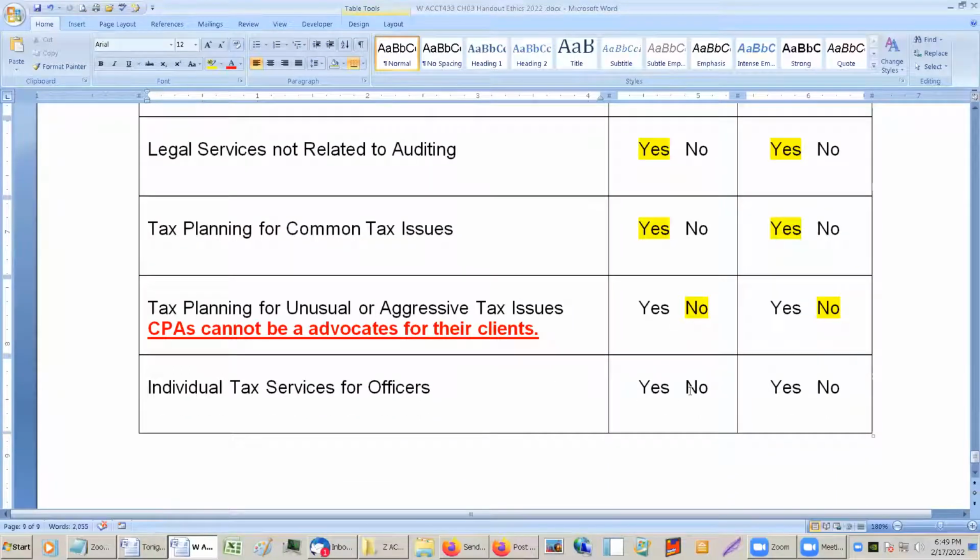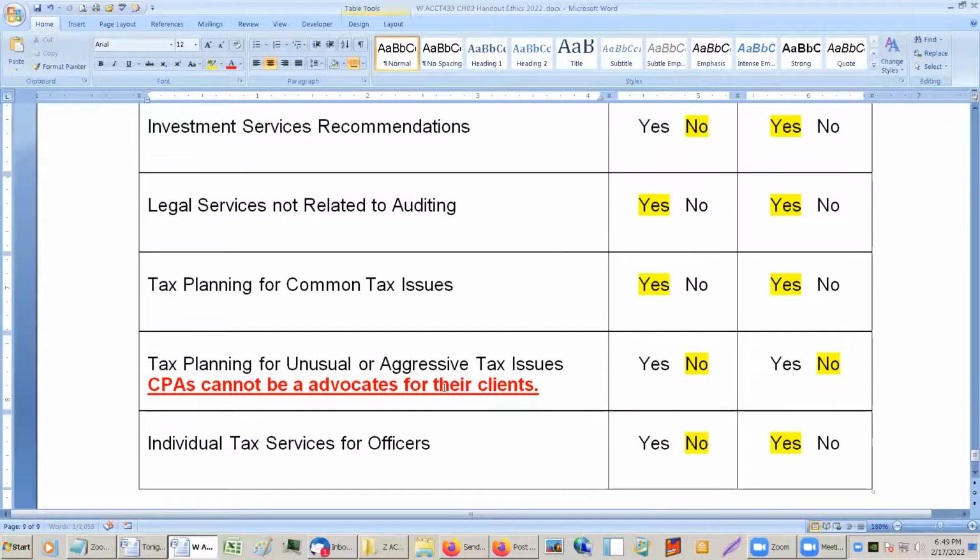So for most normal tax issues, if they want to know what the tariffs are or whatever, yeah, you can do those. But for aggressive or unusual tax positions, you cannot do that for your client because it will turn you into an advocate. Tax services for officers, no and yes.